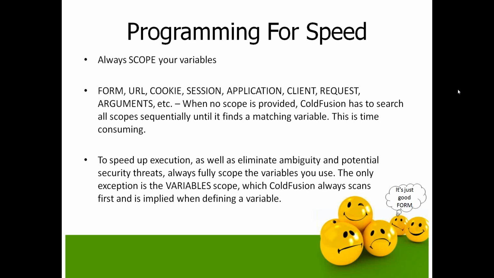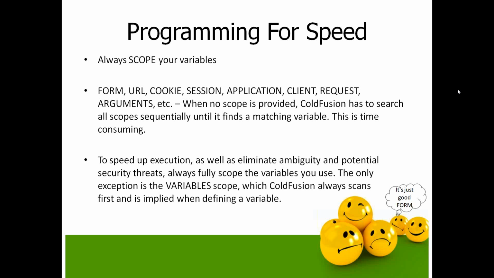So if you always scope your variables, ColdFusion doesn't need to do anything except grab that variable from that scope. It also eliminates ambiguity and potential security threats when you fully scope your variables. Ambiguity being things like you have a form.userid and a URL.userid and a cookie.userid, and you just ask for userID. And it doesn't know if you want the form one, the URL one, or the cookie one. So that's one of the problems you also avoid by fully scoping your variables.